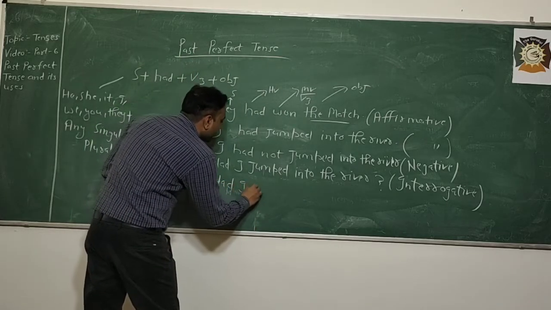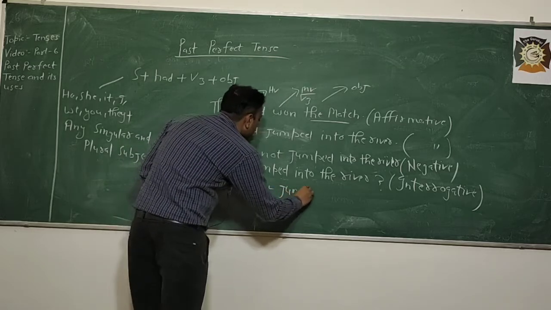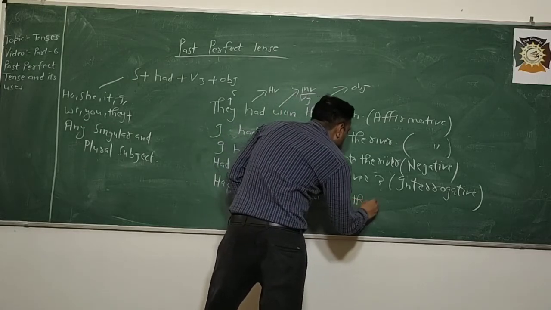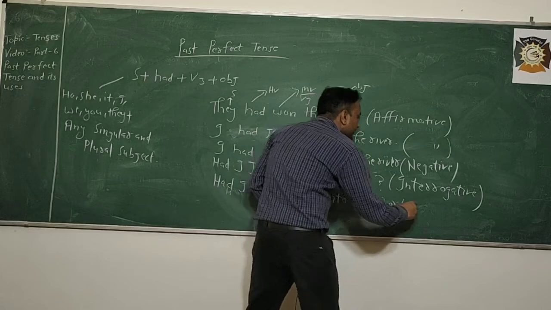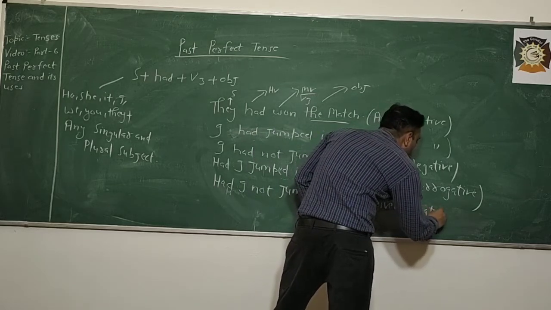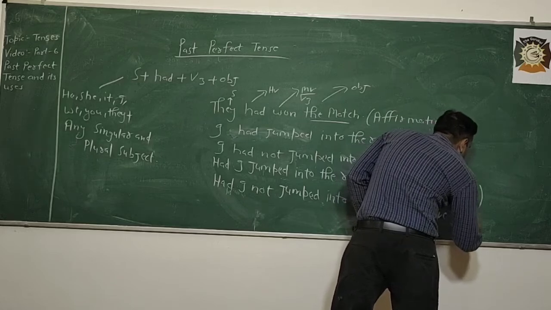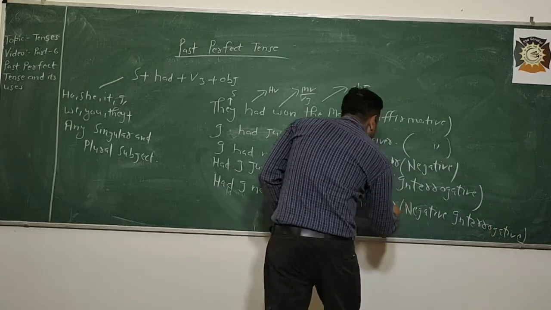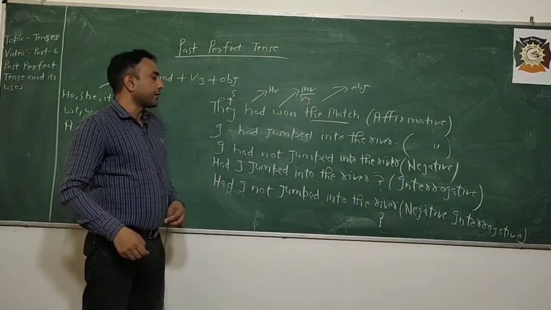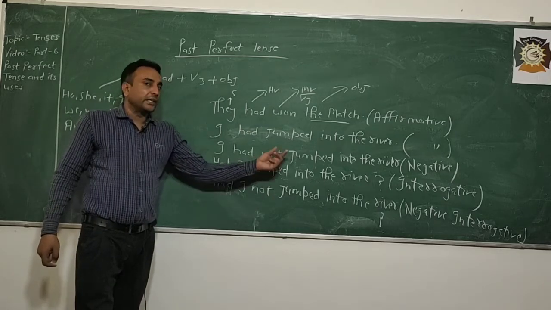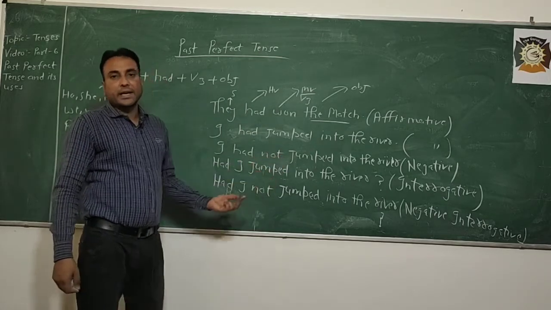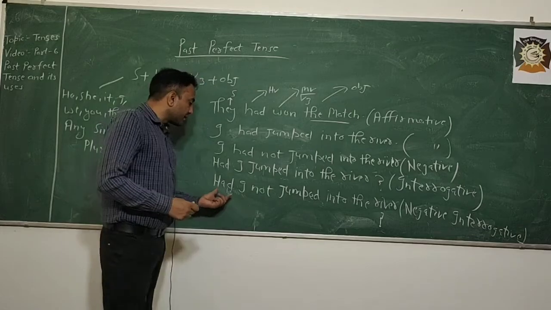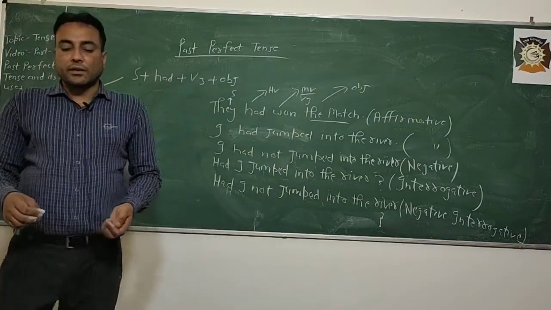Had I not jumped into the river. This is a negative interrogative sentence, and at the end a question mark is there. Negative interrogative means there should be negation and interrogation in the sentence, so the sentence becomes negative and interrogative. This not is showing negation in the sentence, and had is showing interrogation in the sentence.